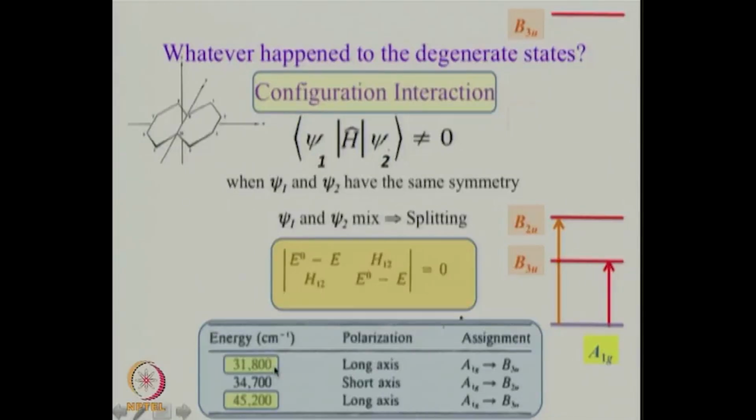Okay. And now, what more can I get from here? I know these values, right, 31,800, 45,200, and I have already determined the value of beta from 34,700. I can actually work out this interaction energy and everything. So, by mixing theory and experiment, I can get a good quantitative idea of the entire scenario.